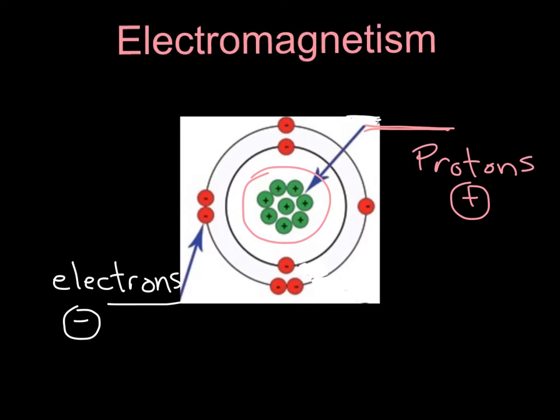If you have a positive charge and a negative charge and you bring them near each other, you will find that they pull together, and that is one of the types of the electromagnetic force. That's an attractive force.